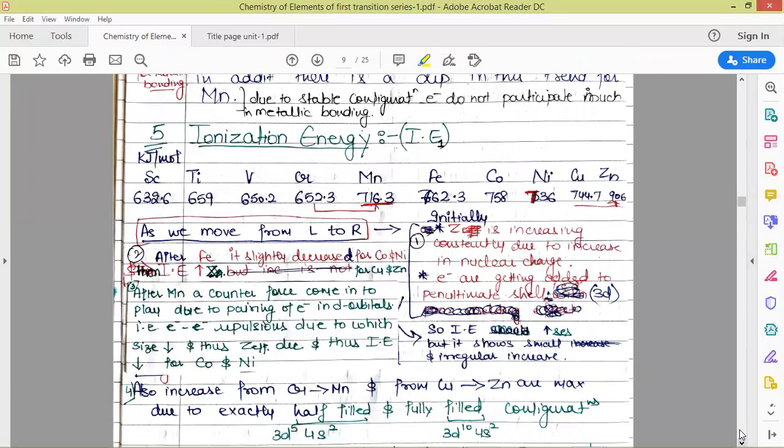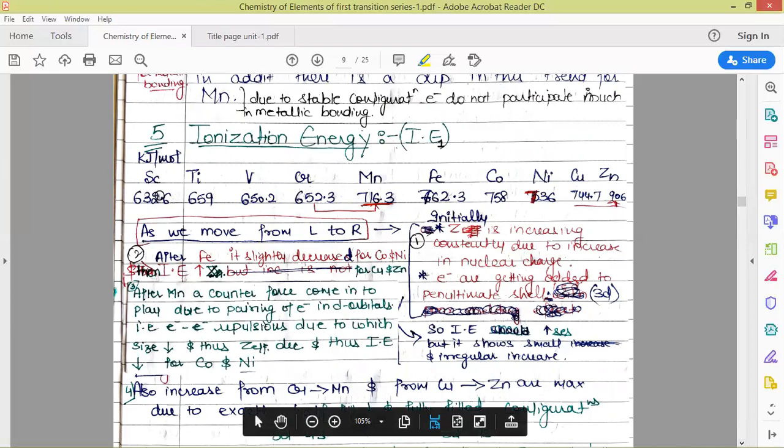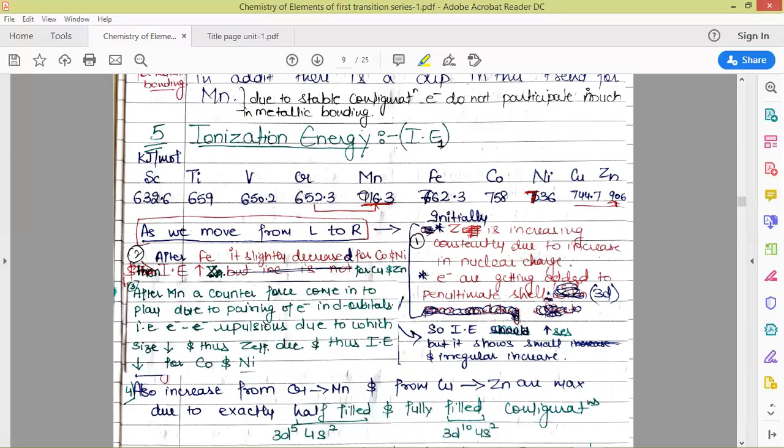Next property which we are going to discuss here is ionization energy. Here we are talking about the first ionization energy. So the values of ionization energies for different elements belonging to the 3d series of d block elements are given here. These values are given in units of kilojoule per mole. So for ionization energies, we will discuss this variation point-wise.